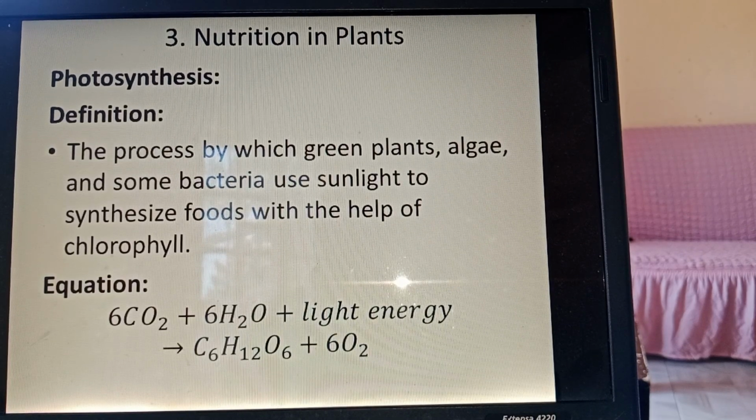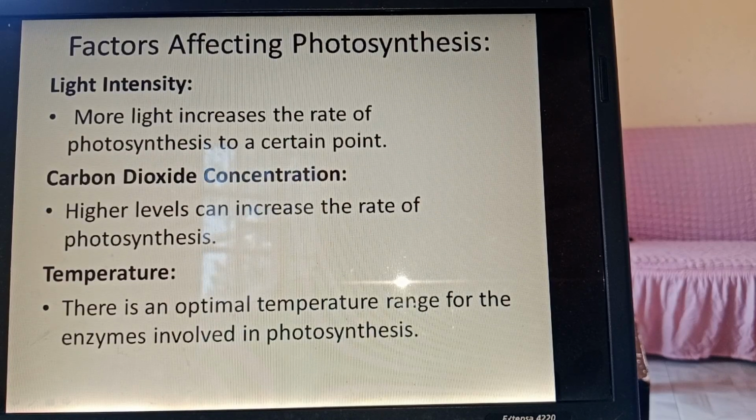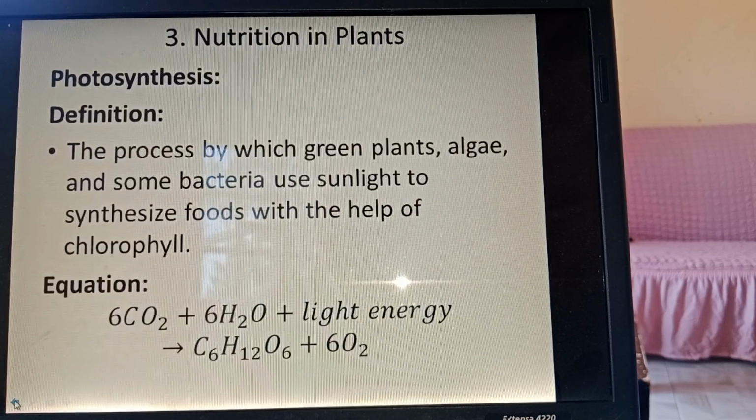6CO2 plus 6H2O plus light energy gives you C6H12O6 plus 6O2. This is carbon dioxide plus water, plus light energy, or in presence of sunlight, gives you glucose and oxygen as a byproduct.